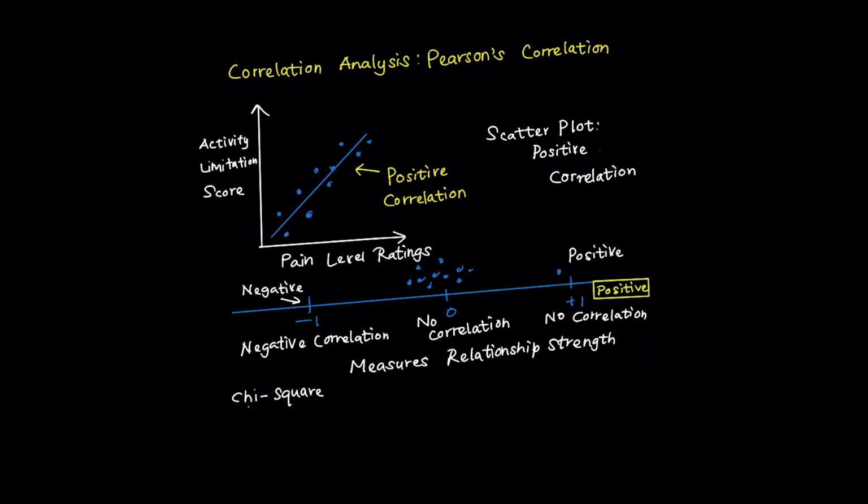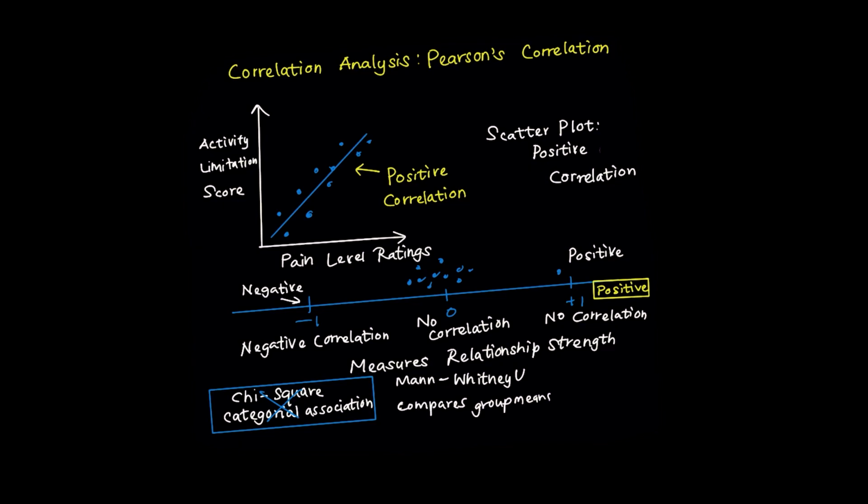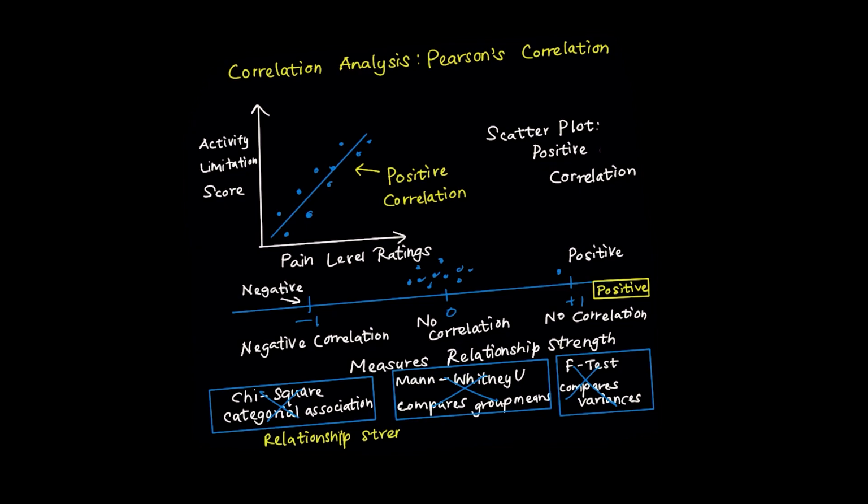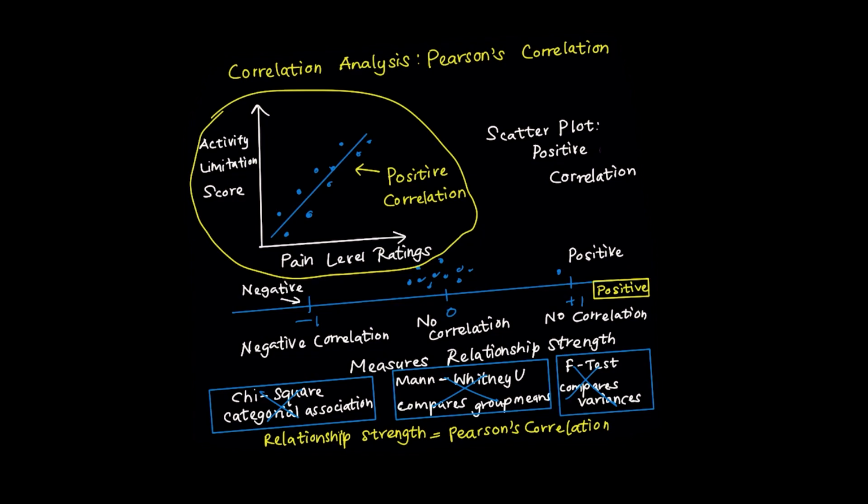Chi-square is completely wrong because it tests associations between categorical variables like insurance type and readmission status, not the strength of relationship between numerical or ranked scales. Mann-Whitney U compares means between two groups. It doesn't measure correlation or relationship strength. F-tests determine if two population variances are equal. Again, not about measuring relationships between variables. When you need to quantify how strongly two variables are related, correlation analysis is the tool, and Pearson's is the most common method.